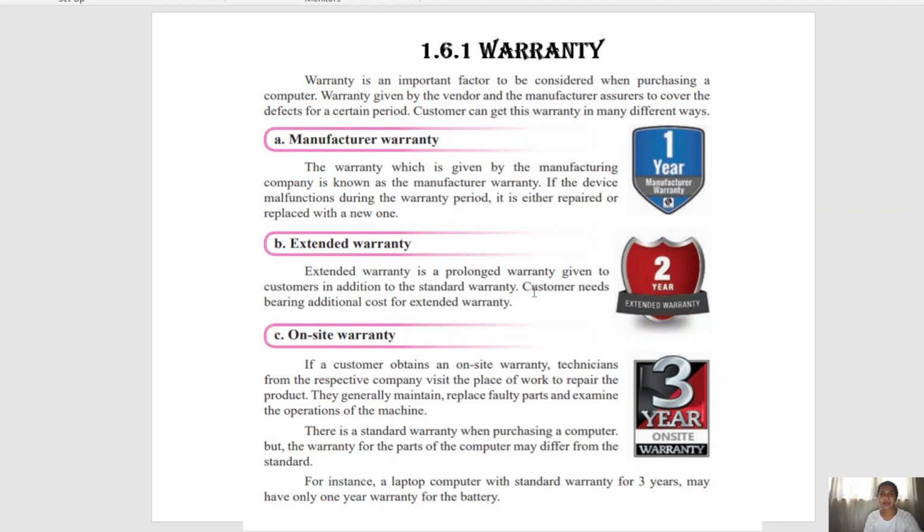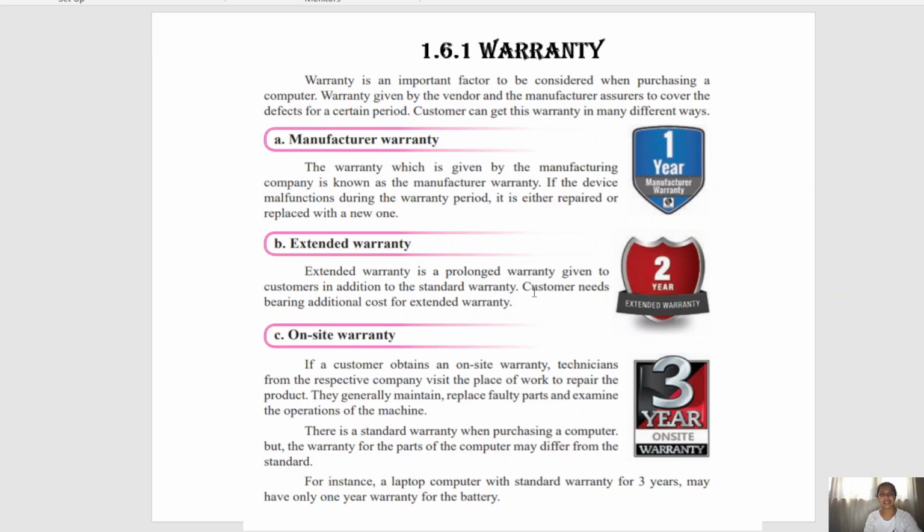Warranty is an important factor to be considered when purchasing a computer. Warranty given by the vendor and the manufacturer assures to cover the defects for a certain period. Customers can get this warranty in many different ways. There are three ways to get the warranty: manufacturer warranty, extended warranty, and on-site warranty. The warranty given by the manufacturing company is known as manufacturer warranty. If the device malfunctions during the warranty period, it is either repaired or replaced with a new one.